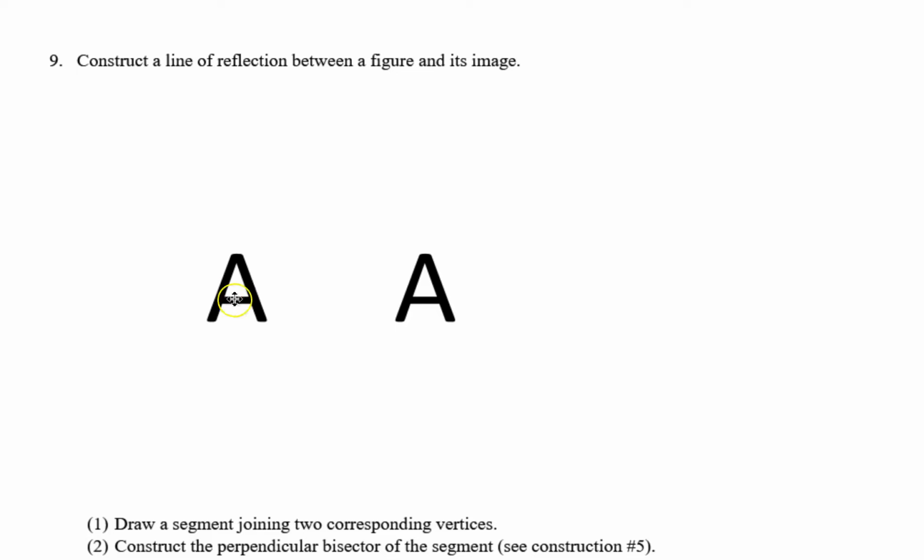Okay, I have these two letters here, and say I want to construct a line of reflection between the figure and its image. So we can tell that the line would be somewhere right in there, right? But we have to actually construct it. So the first thing we do is we join the image and its pre-image. Now in this case we don't really know which one's which, but we have to join it at corresponding parts. So using a straight edge, join them together.